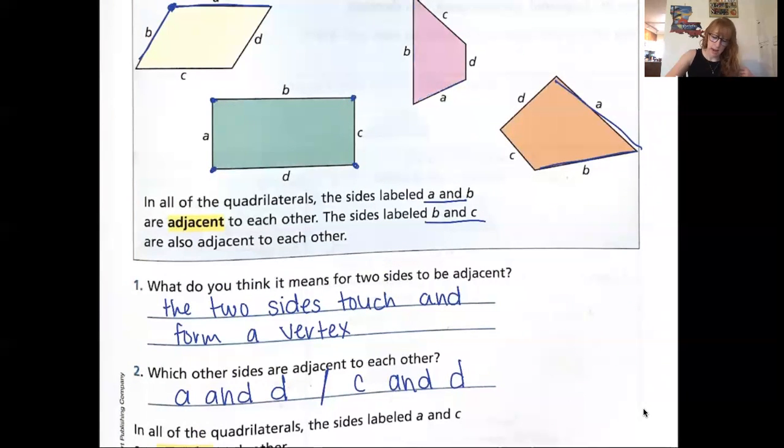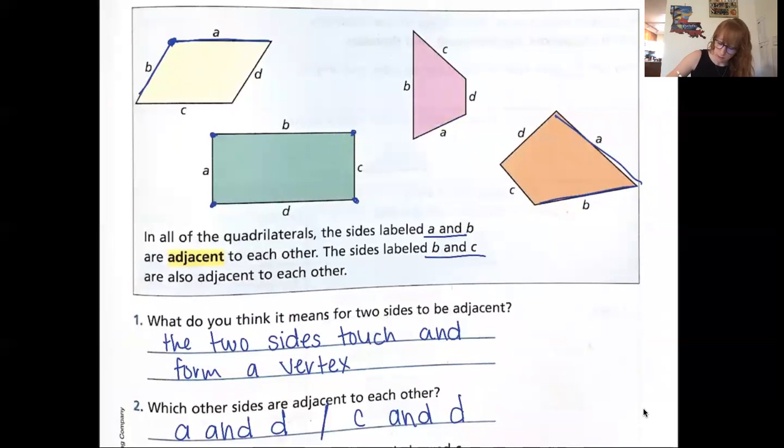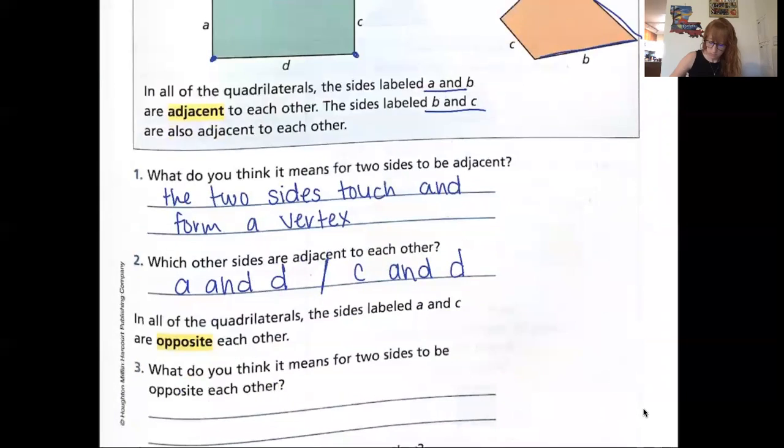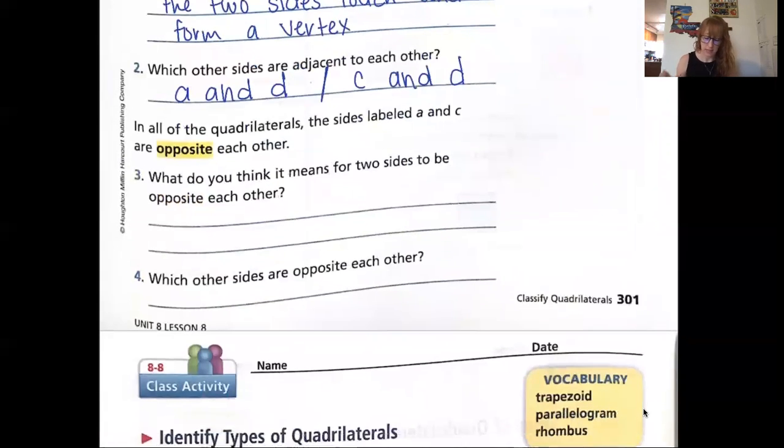So if we look at line A and C here, even though if they continued on the path that they're on, eventually they would touch, because we're making these figures out of line segments, they will never touch. And they're on opposite sides of each other, okay? So what do you think it means for two sides to be opposite each other? It means that to be opposite is to be across and that they won't touch.